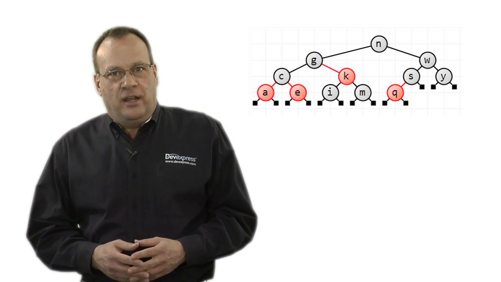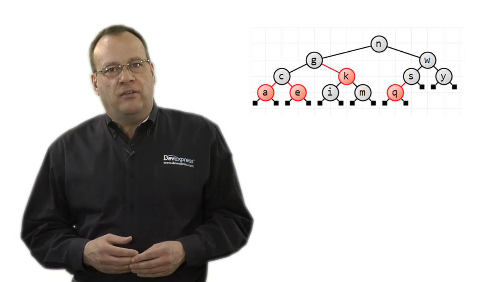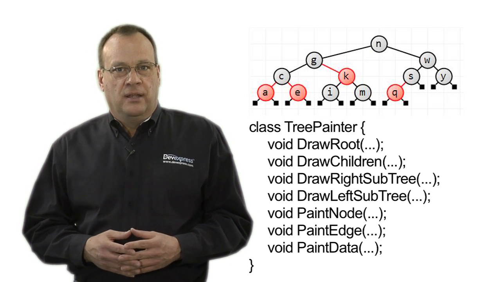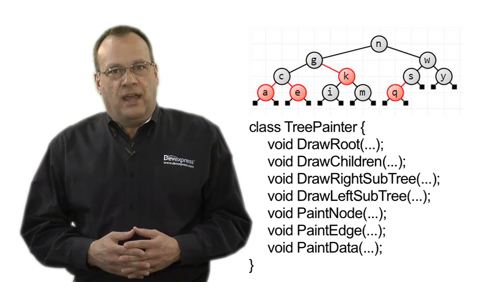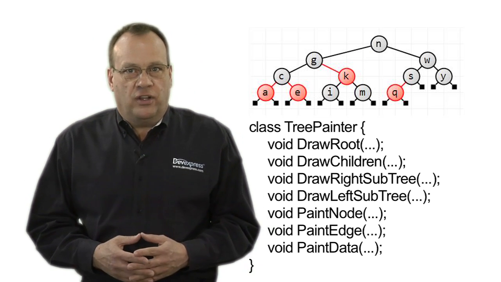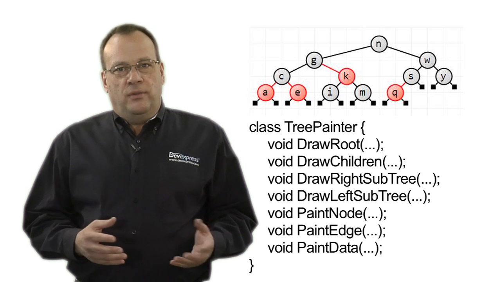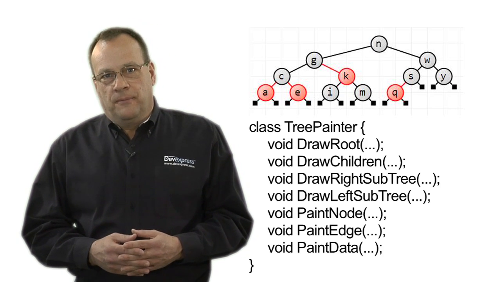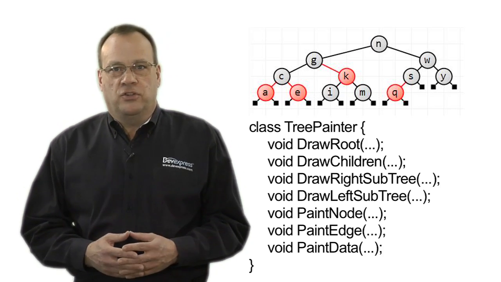A while back I was investigating red-black trees, and I wrote a tree painter class to render a simple binary tree to the screen. It had methods that recursively navigated the tree being drawn. These are called draw such and such. And it had methods that drew the edges and the nodes themselves. These are called paint such and such.